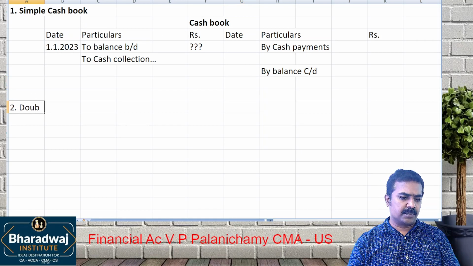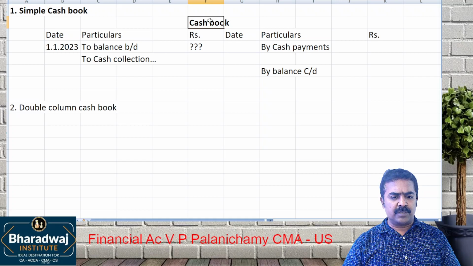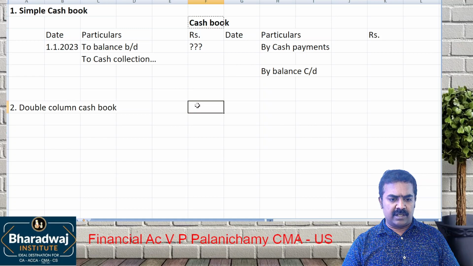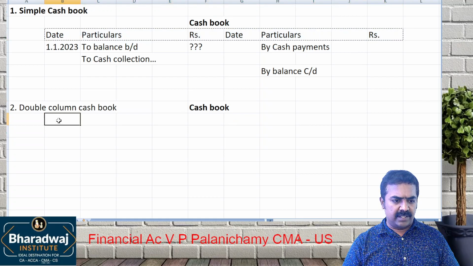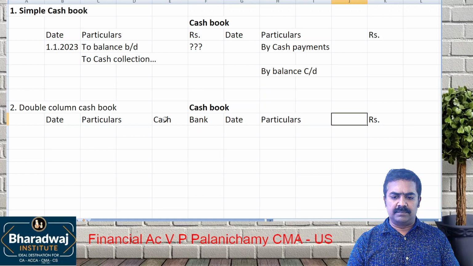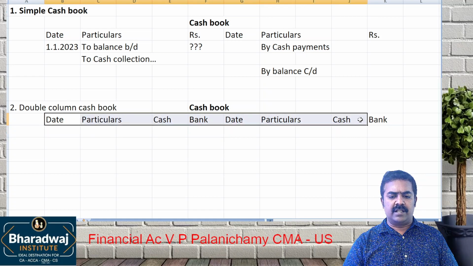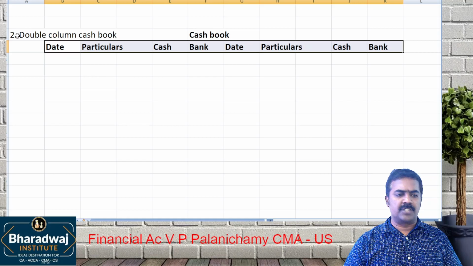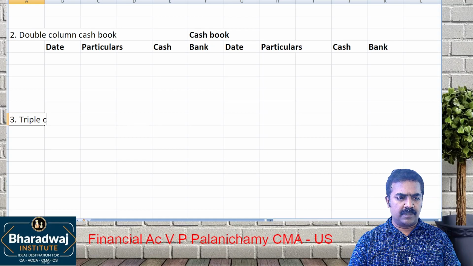Second, the double column cash book. Generally, the double column cash book will contain the same thing, but it will have which columns? Cash column and which column? Bank column. All cash transactions you enter in the cash column, bank check related transactions you enter in which column? Bank column, like that. That is called as which one? Double column cash book. Third, triple column cash book.